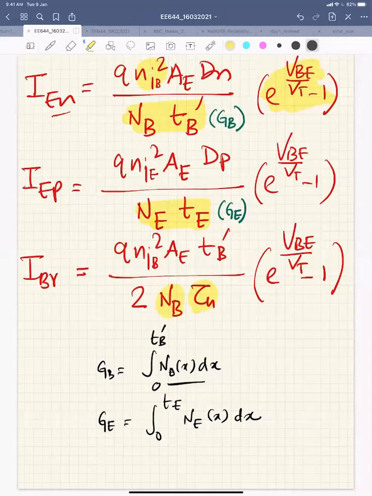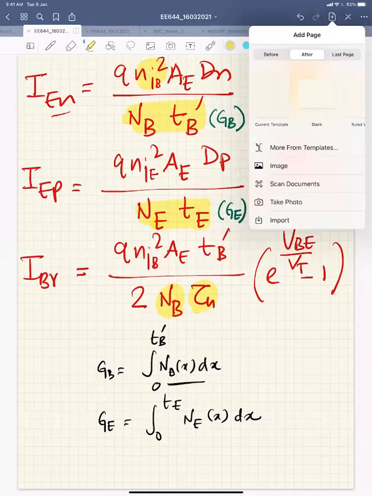Okay. So what is important is your beta. Basically, whenever we talk about a bipolar junction transistor, right?